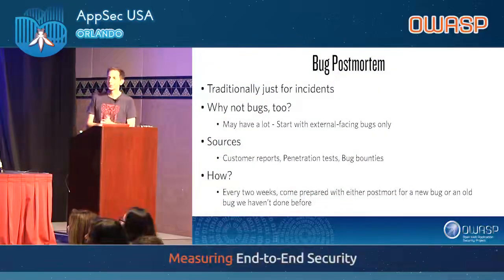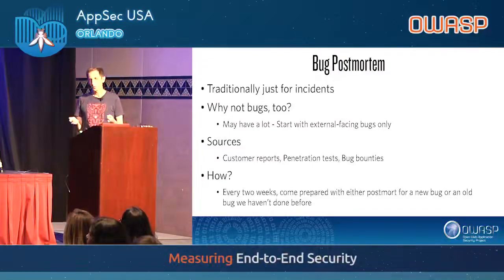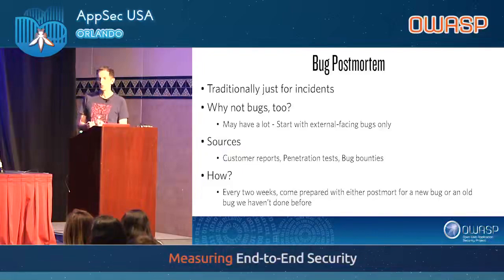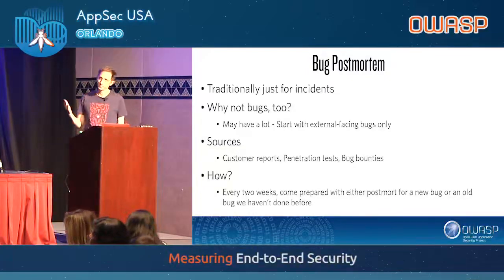So the bug postmortem has traditionally been used just for incidents. I know some people have also used it for serious security bugs, but I haven't run into an organization that does this reliably. We do it every 2 weeks. Somebody on the security team, everyone's assigned a bug, and they present for 5 to 10 minutes on that security bug. At first, we narrow it down to things like customer reports, penetration tests, and bug bounties, because just taking all the bugs from tools would be a little much. As we get better, we might expand into the pipeline as well. But we're going to start with highs and criticals, not every single bug either.